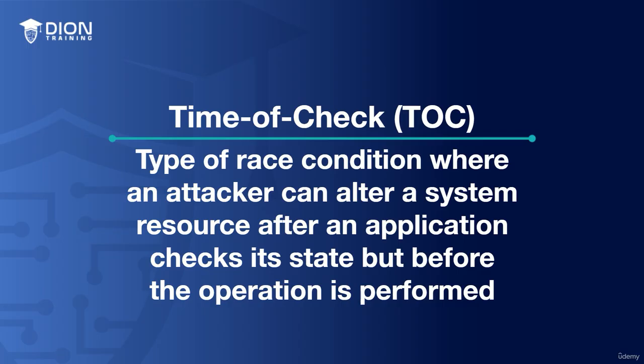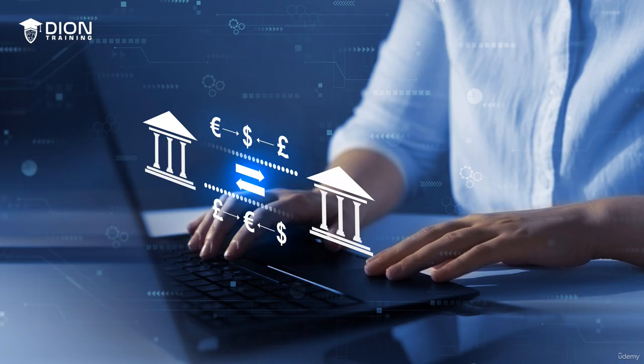Now, first, we have a time of check vulnerability. A time of check vulnerability, also known as a TOC vulnerability, is a type of race condition that occurs when an application checks the state of a system resource, such as a file or database record, and then makes a decision based on that check. But then, an attacker is able to manipulate the state of the resource before the application's operation actually occurs. For example, an application might check if a user has sufficient funds before initiating a bank transfer.